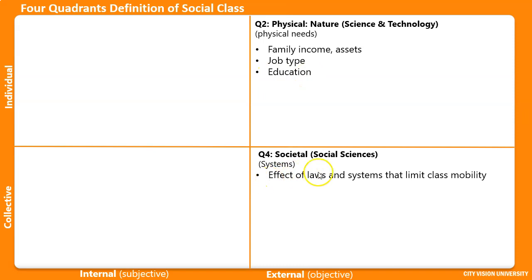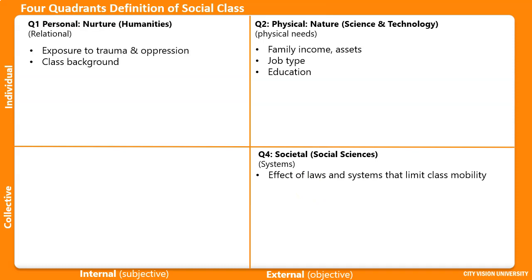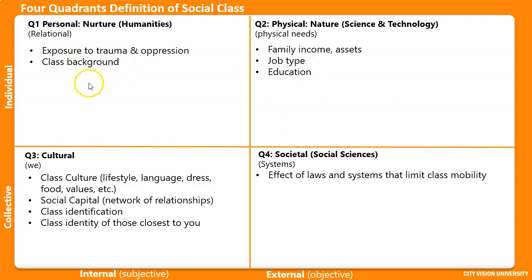Or you might also look at it from a societal level. You might look at the effect of laws and systems that limit class mobility, or might define specific groups into classes, or might cause systemic oppression of groups. Now, one thing to recognize, there's other aspects. So this is the subjective. So the personal would be exposure to trauma and oppression. That would also be your class background. So later in life, you might get better education, but you're always internally going to have this class background.